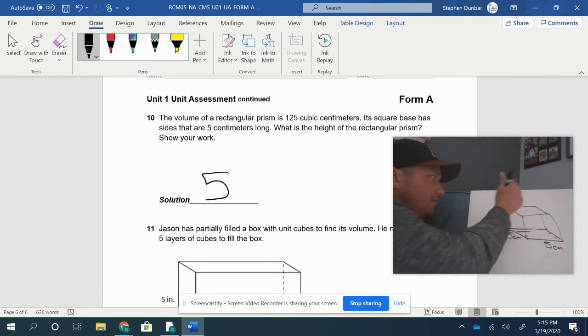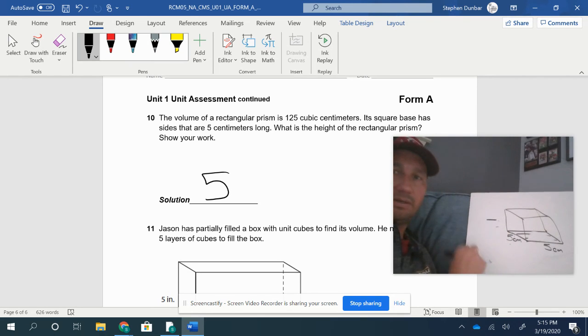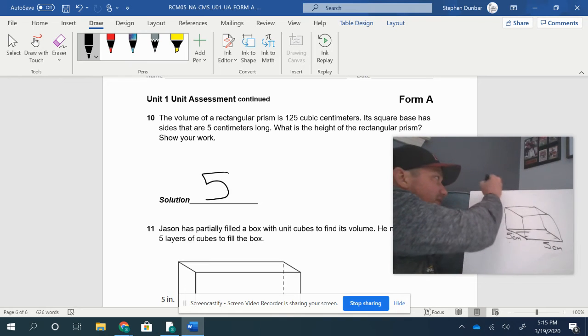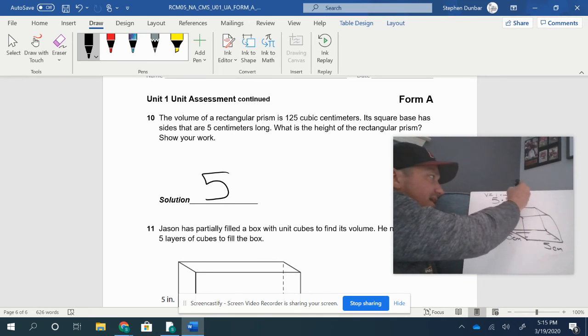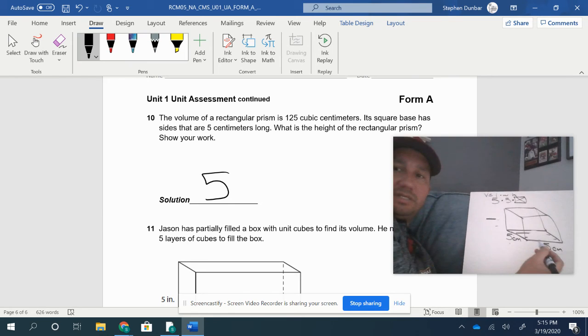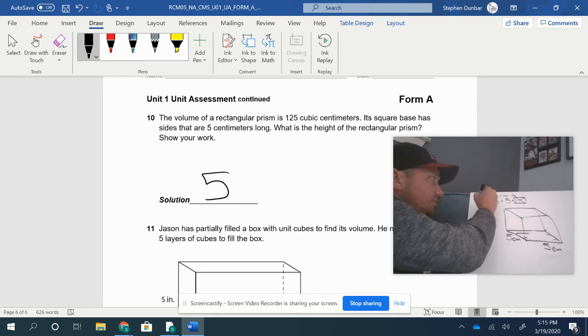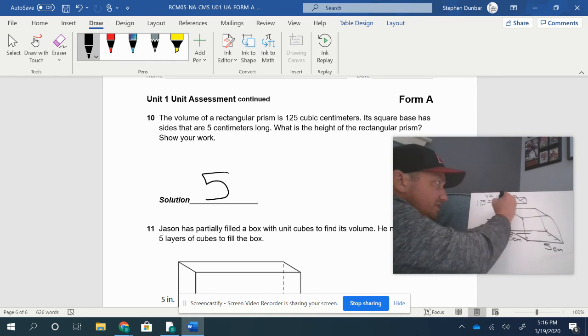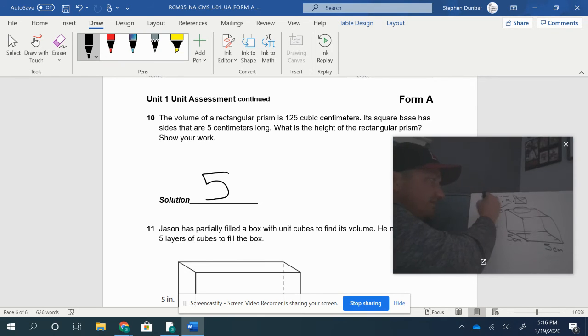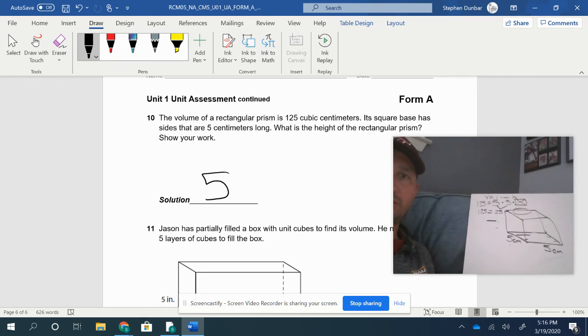Okay, so this is our unknown right here that we don't know because it's asking for the height of it. That means to find the volume, volume equals length times width times height. That means it's 5 times 5 times our unknown right here, which next year you'll be using variables on, is going to equal 125. So the first thing I think is, I need to multiply my 5 times 5. 5 times 5 is 25. So I need to know 25 times what equals 125. When I see a 25, I start thinking quarters. That means 25, 50, 75, 100, 125. That means 5 times 5 times 5 is going to be 125.